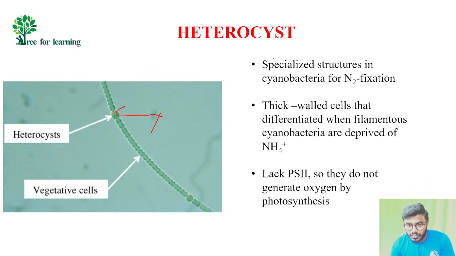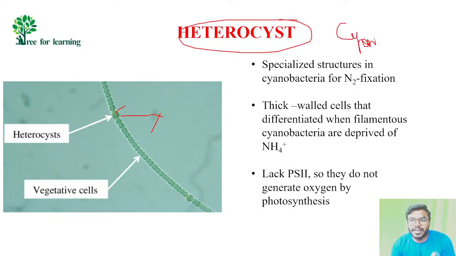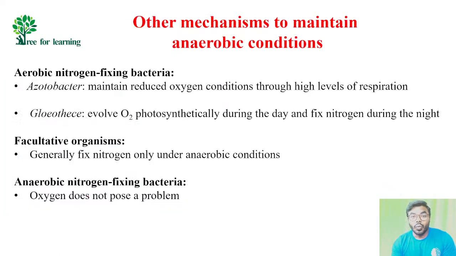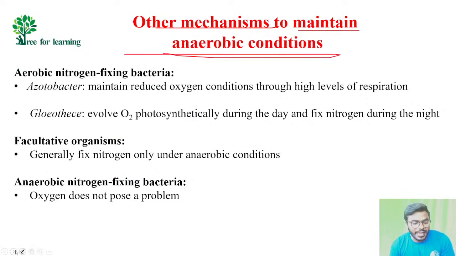So remember my words. Cyanobacteria utilize this heterocyst whenever they want to fix the nitrogen. Please do not get confused with that point. Okay, now remember, what are the other mechanisms to maintain anaerobic conditions? All the students follow my words very correctly.